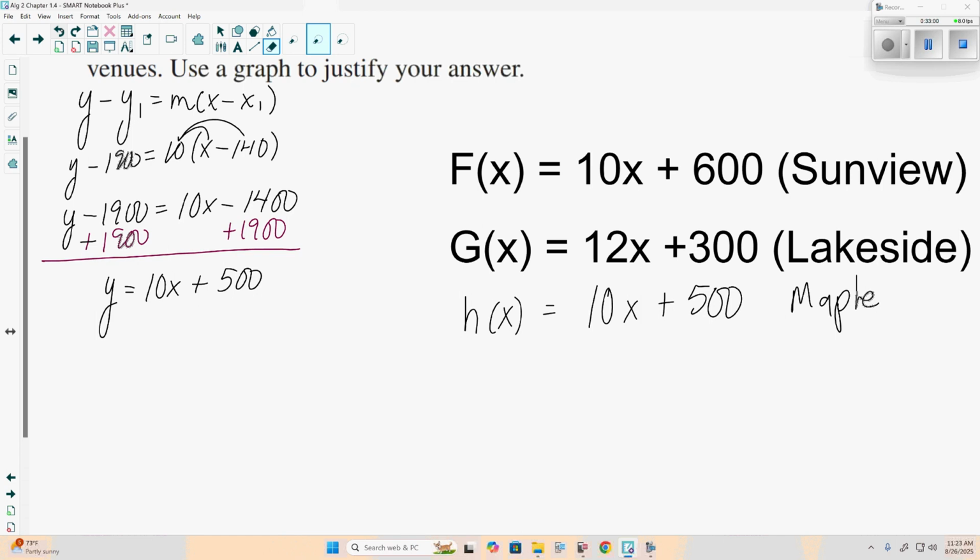Which one's costing more? Sunview is already costing more, yes? So is there any way for Maple, no matter how many students we have, to be more than Sunview? No, it's already below the line. It will stay below the line because they're parallel. So the real thing we're looking at is when is Maple going to be cheaper than Lakeside? A good place to start to see is where they are the same.